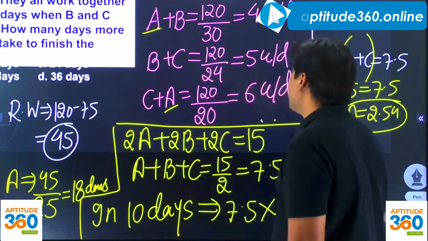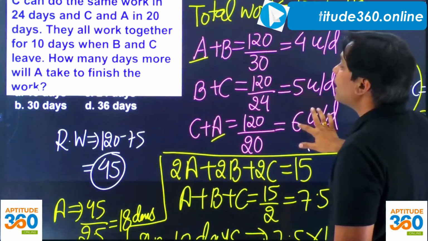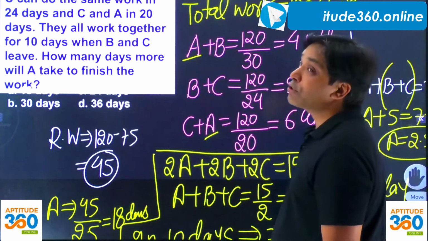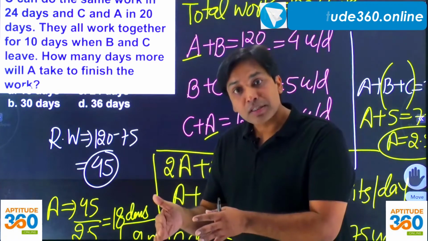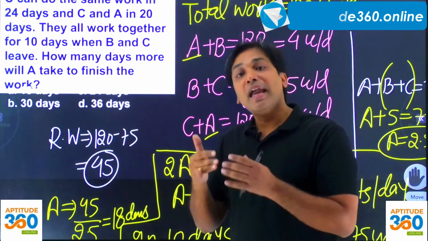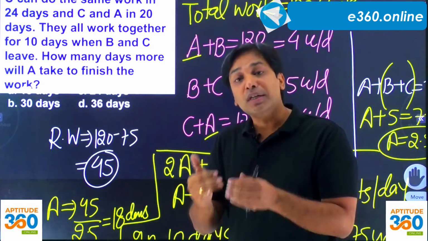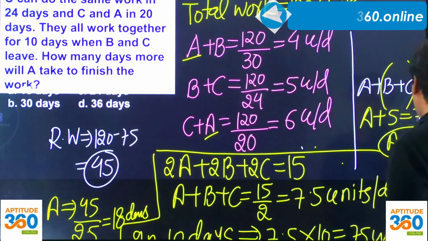अब प्रॉब्लम क्या पूछा गया? प्रॉब्लम पे भी ध्यान से देख लेते हैं. प्रॉब्लम बोलता है how many days more will A take to finish the work? So the remaining work is 45 units, and in order to finish this remaining work, A at the rate of 2.5 units per day is taking 18 days to finish. So what is going to be the answer? Option number A, which is 18. I hope you're getting the answer.